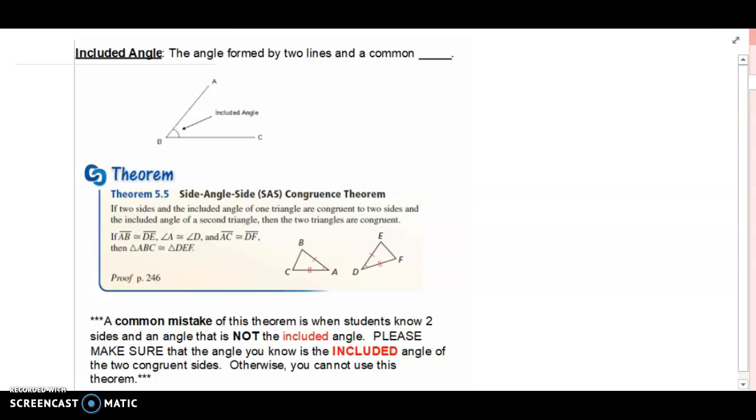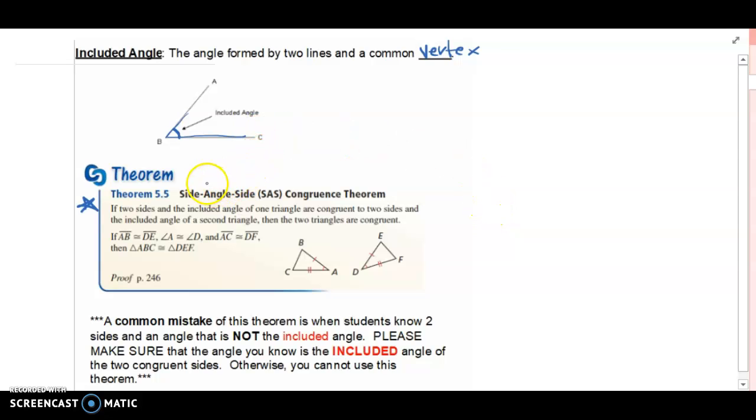All right, we do have one vocabulary word and then a very important theorem to cover. So the vocabulary word is an included angle. An included angle is just an angle formed by 2 lines and a common vertex. So if I have these 2 sides, the included angle would be the angle between those 2 sides, or the angle formed by those 2 sides. That would be the included angle.